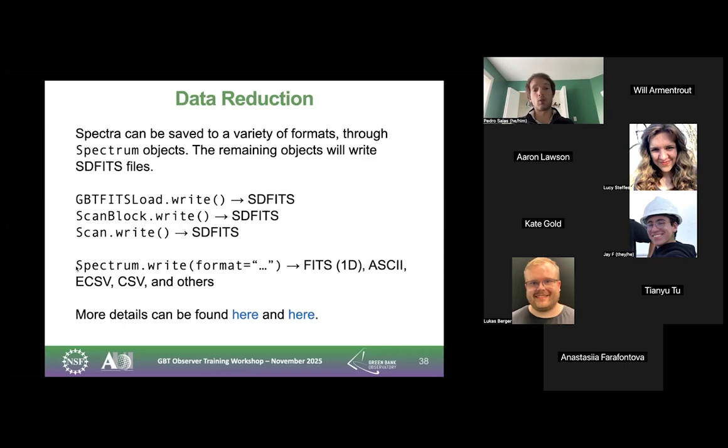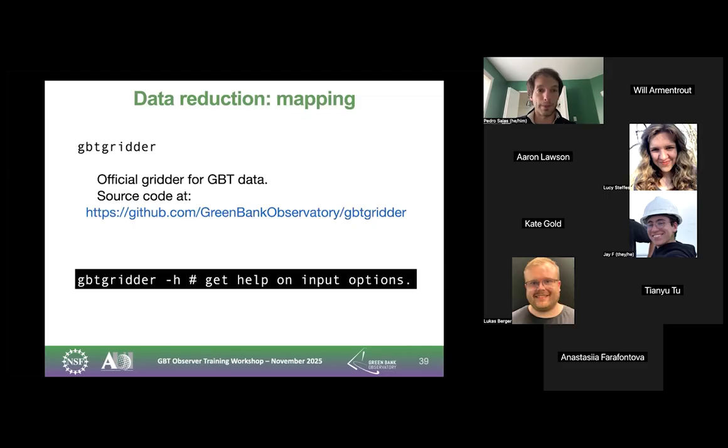And you can also save your spectrum into a text file, a FITS file, extended CSV, and others using this format option, so that you can share it with your colleagues or save it for later, or process it with other tools. And there are links to more details there and there.